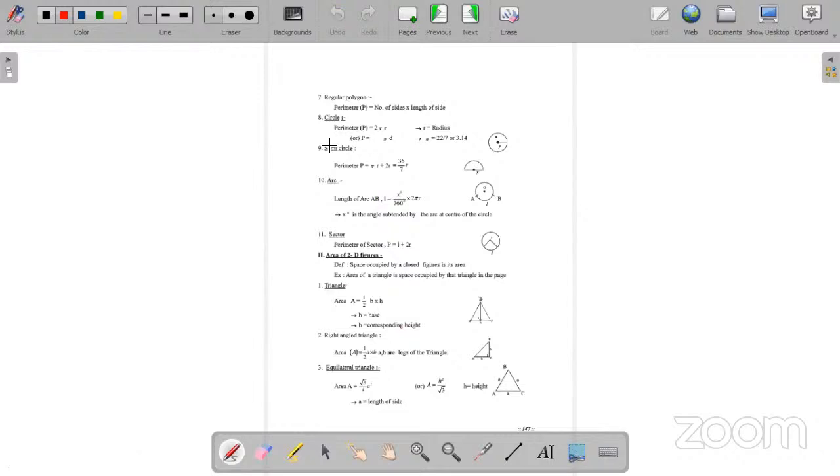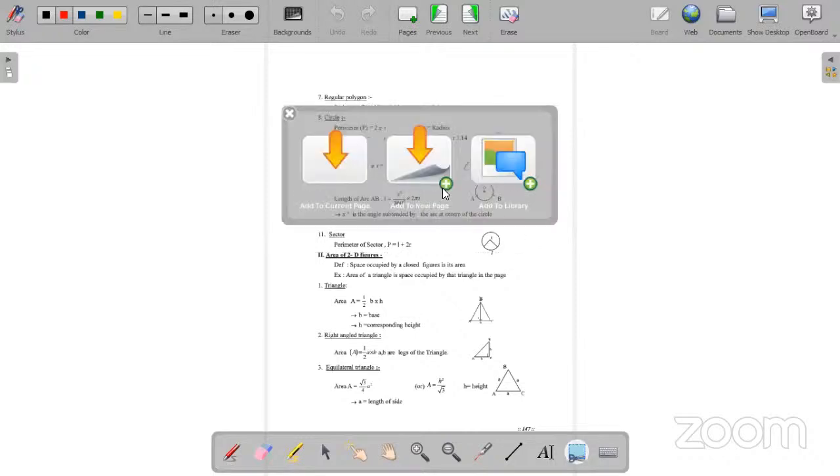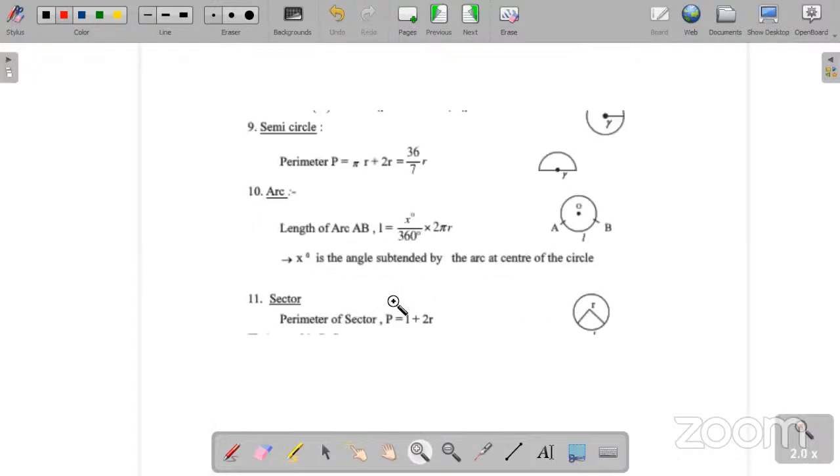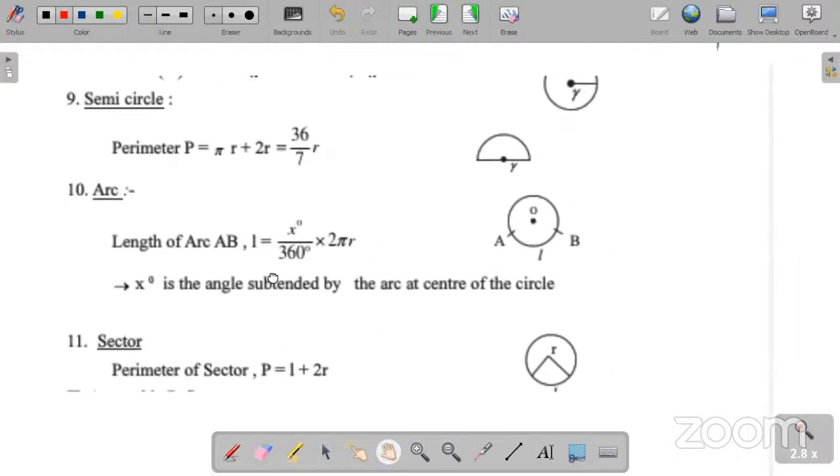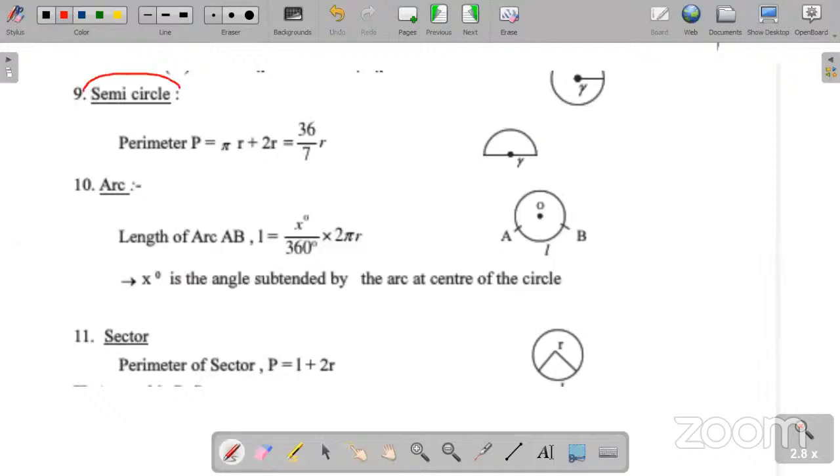Okay, next let us discuss semicircle, and also we can discuss sector. All these concepts we shall discuss now. So my dear students, for example, semicircle. What is the perimeter of the semicircle? Perimeter of the semicircle means half of the circumference of the circle, that is half into 2 pi r, which is pi r, and also this is radius r and r. So the perimeter of the semicircle becomes pi r plus 2r.